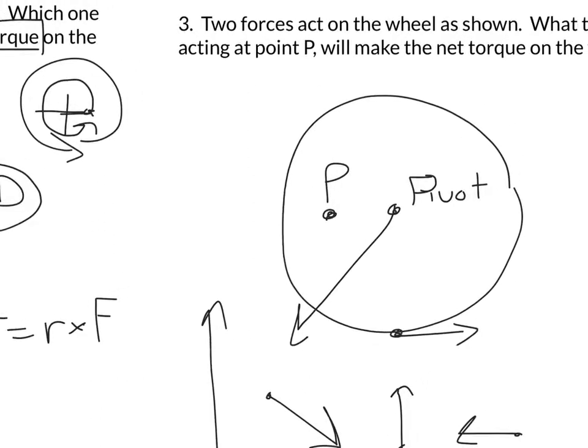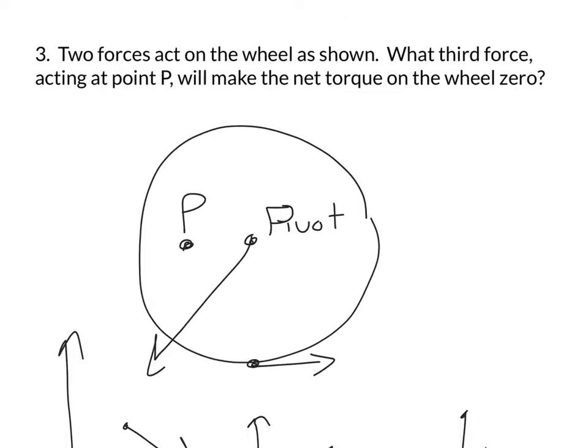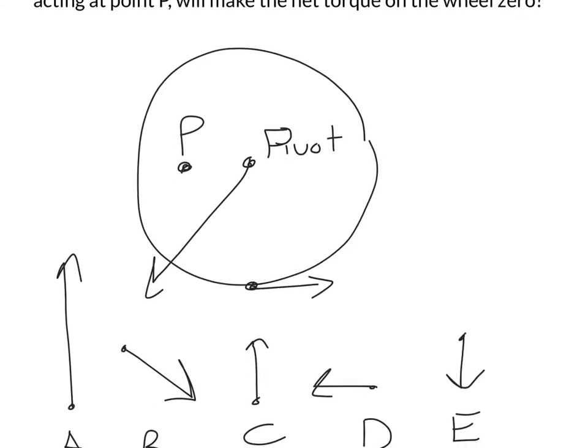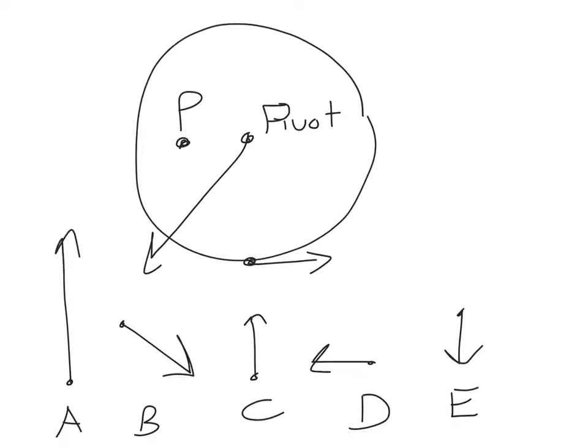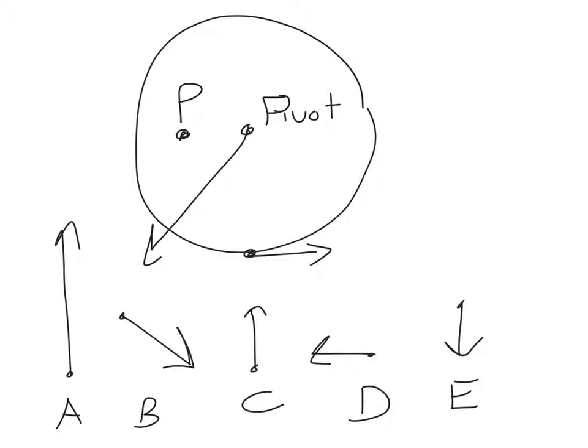Oh, big picture. All right. I always tell you, look for the big picture. We have 2 forces on this wheel. Yes, I see them. And we need to add a third force, and it looks like they're going to give us options. And we want to make the net torque 0. Okay, I gotcha. Here are my options. And I have to apply one of these 5 forces at the point that they've marked P.